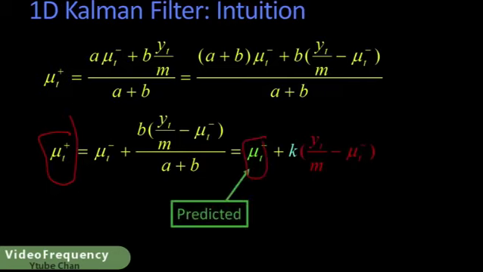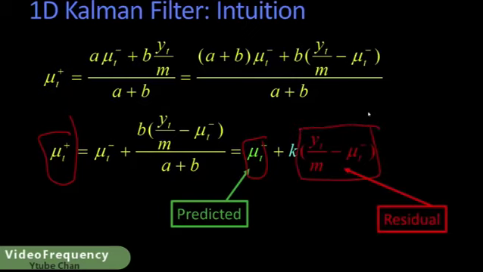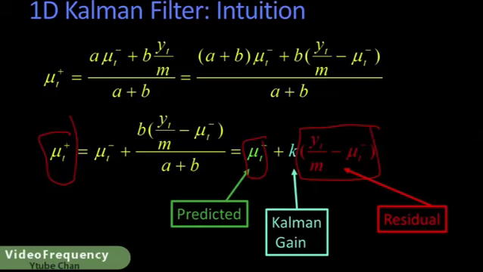What's mu t minus? Mu t minus was the prediction, and then we have to change that prediction a little bit, and that prediction is changed based upon two things. The first thing is based upon this difference here. What's that difference? That difference is the residual, right? Y divided by m, that's the measurement's guess of x. Mu t minus was your prediction. The difference between them is the residual. And I multiply that by some factor k, and that k is called the Kalman gain.